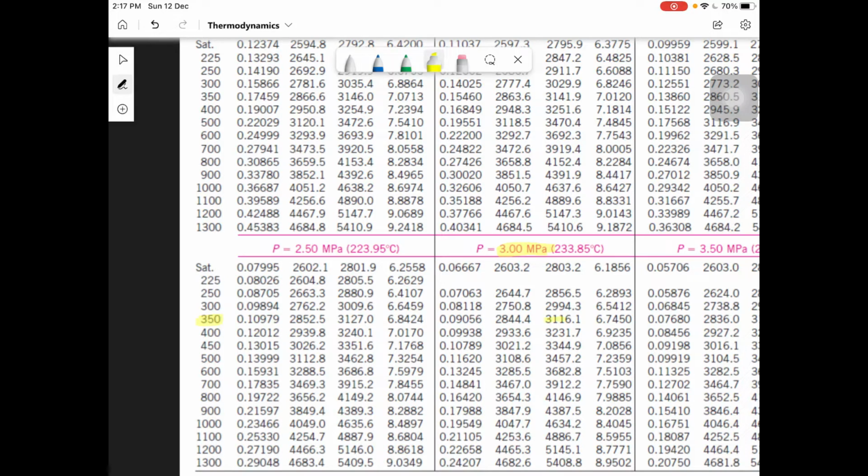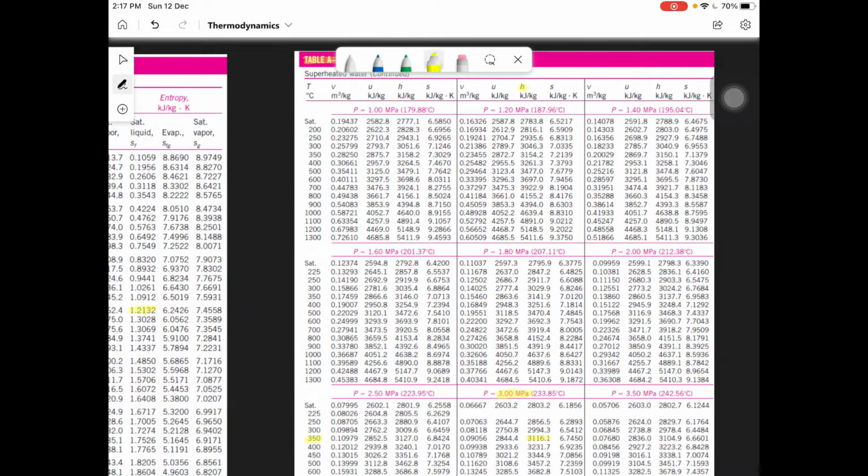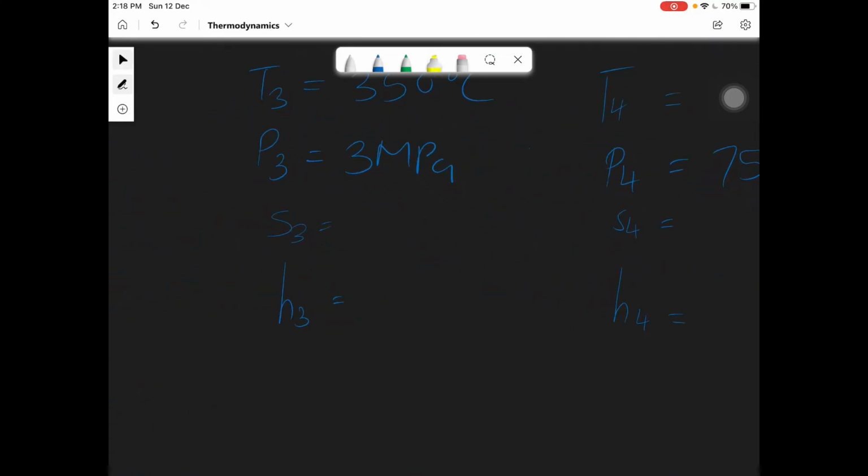After that, we would find that this 3116.1 is our H, 3116.1. Meanwhile, our S is 6.745. So let's insert these values into our table. S3 is 6.745 kilojoule per kilogram Kelvin. Meanwhile, H3 will be 3116.1 kilojoule per kilogram.